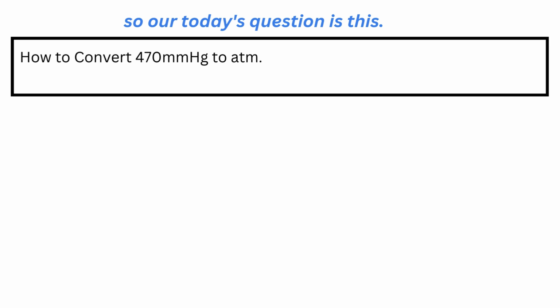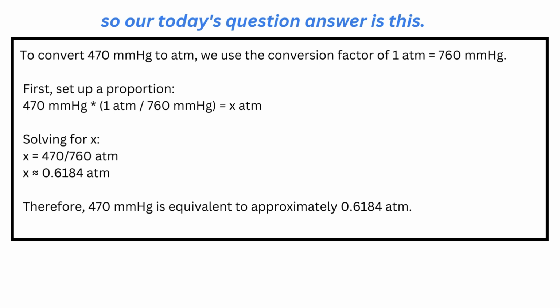Convert 470 mm Hg to ATM. Correct answer is to convert 470 mm Hg to ATM, we use the conversion factor of 1 ATM equals 760 mm Hg. So first set up a proportion: 470 mm Hg, 1 ATM by 760 mm Hg equal x ATM. Solving for x, x equals 470 by 760 ATM, x equals 0.6184 ATM. Therefore 470 mm Hg is equivalent to approximately 0.6184 ATM.